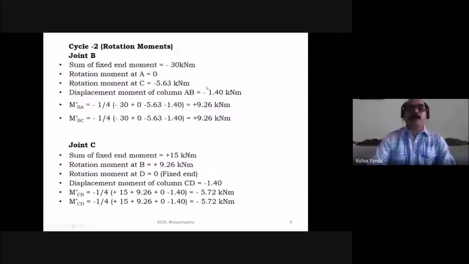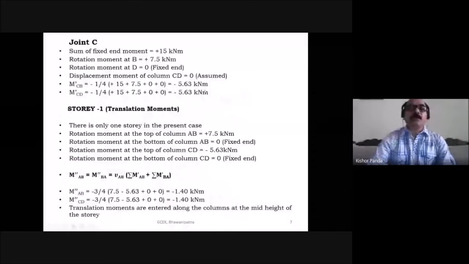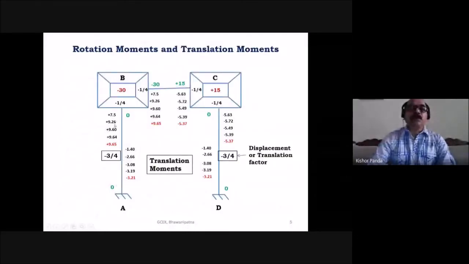So when you find out the translation moment in the second cycle, you have to take what you got, the rotational moment in the second cycle, that you have to consider. 9.26, this side is 0. And here minus 5.72, and this side is 0. That you have to take the sum of the top end rotational moment and the sum of the bottom end rotational moment into the displacement factor. For this vertical member it is minus 1/4, and for this vertical member it is also minus 1/4, and you have to put here in the second value minus 2.66.